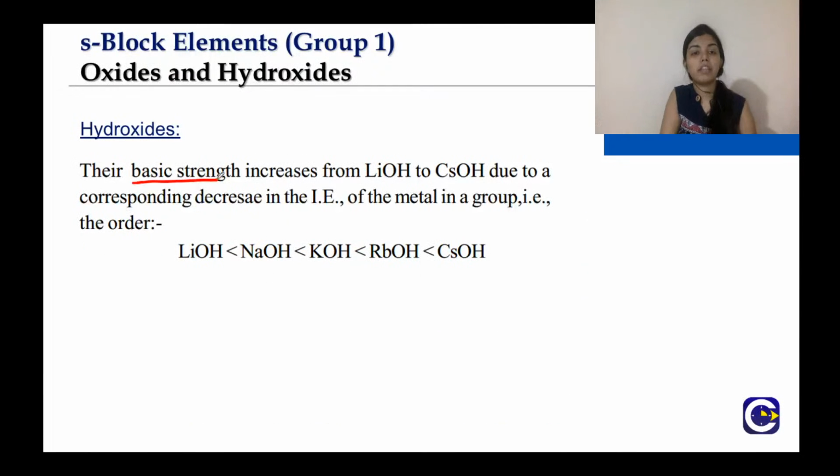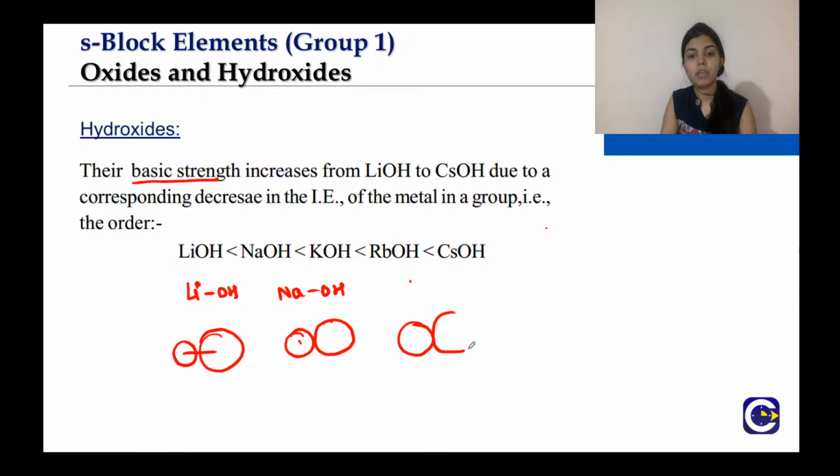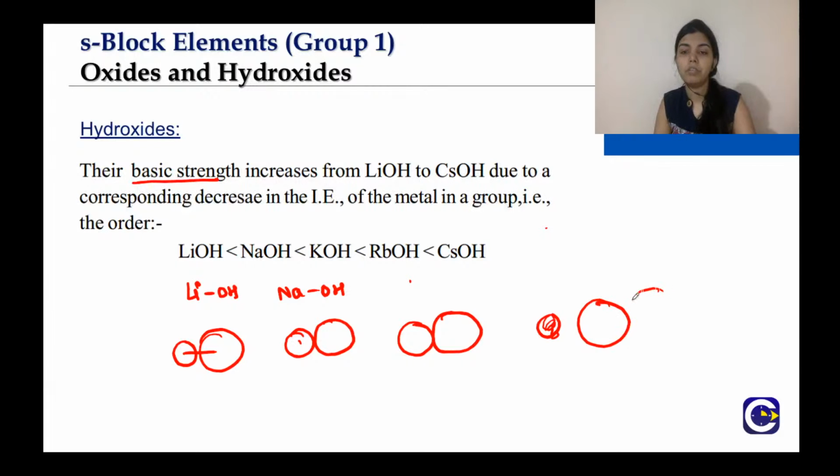Now their basic strength. You can compare basic strength on the basis of ionization energy also, but you can also consider this. Here you can see LiOH. Lithium is smaller in size, right? Then sodium is bigger in size, then potassium is much bigger. So if I draw it like this, let us say this is OH, this will be lithium OH, then bigger will be sodium OH, then potassium OH, then bigger will be rubidium OH, and then cesium OH, right?